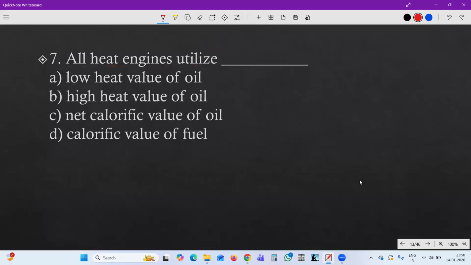Next, 7. All heat engines utilize: A, low heat value of oil, B, high heat value of oil, C, net calorific value of oil, D, calorific value of fuel. So all heat engines utilize the low heat value of oil. Answer is A, low heat value of oil.